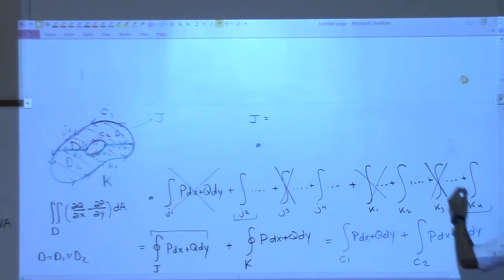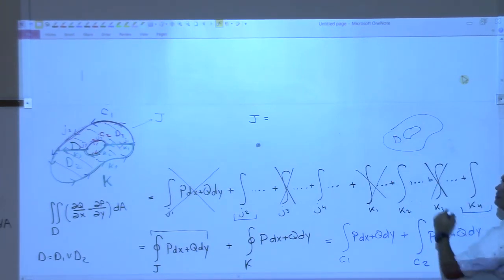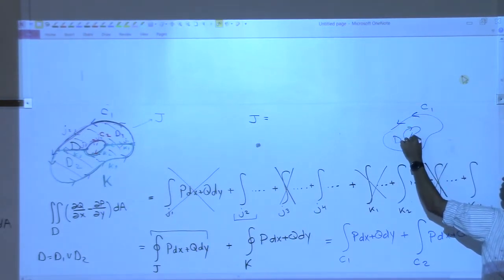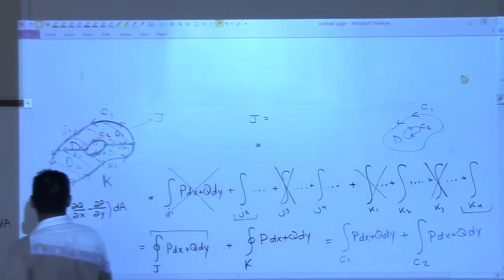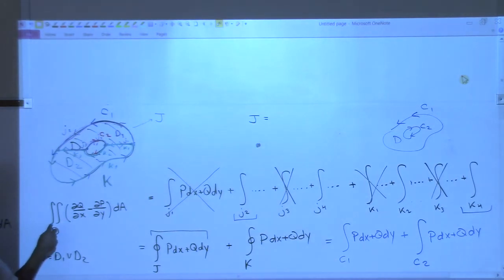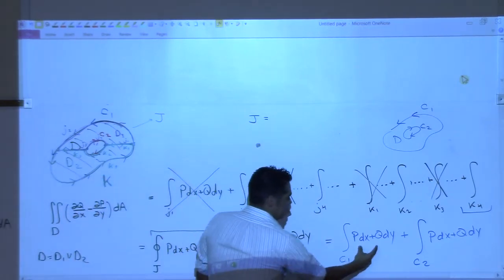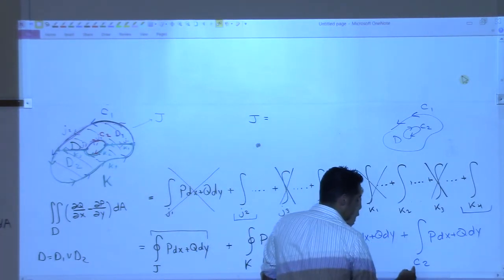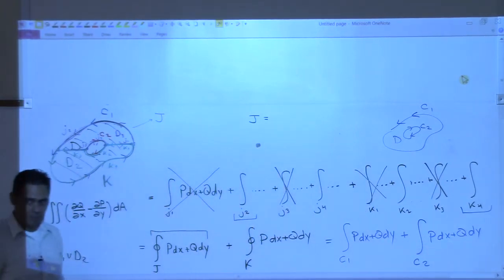Here's what we just did. We just said that if you've got a region with a hole in it, D, and you call the path going this way C1, and you call the path going this way C2, then Green's theorem can be applied to this, and this double integral of partial q with respect to x minus partial p with respect to y is just the line integral over C1 of p dx plus q dy plus the line integral over C2 of p dx plus q dy. All right?